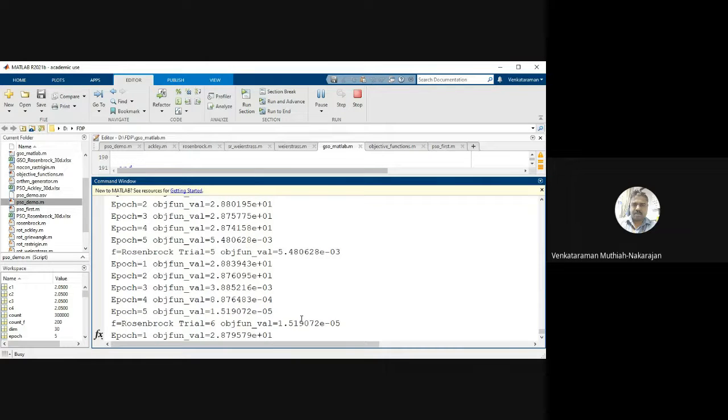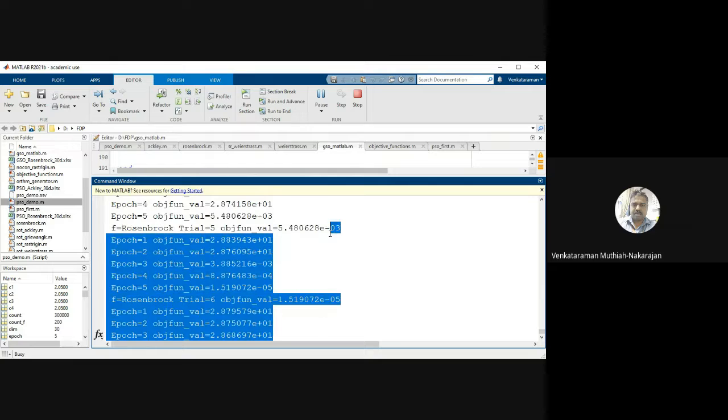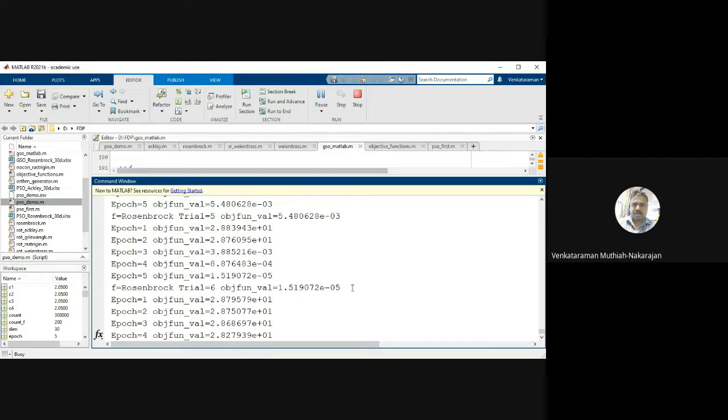Now you can see that this algorithm is optimizing very powerfully. You get values like 10 to the power minus 5, whereas the previous algorithm gave only values of 10 to the power 6. So this algorithm is clearly superior to the previous algorithm. Any questions that you might have?